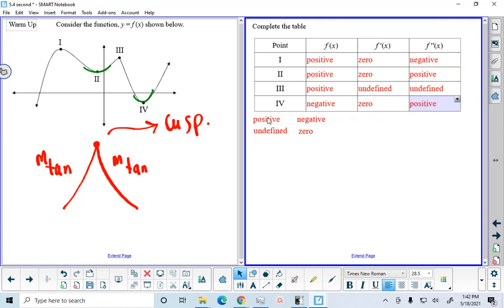So I think what this exercise, this warm-up, is intended to do, was my original intention, is to get you thinking about what it means to say a derivative is positive or a second derivative is negative, those types of things.